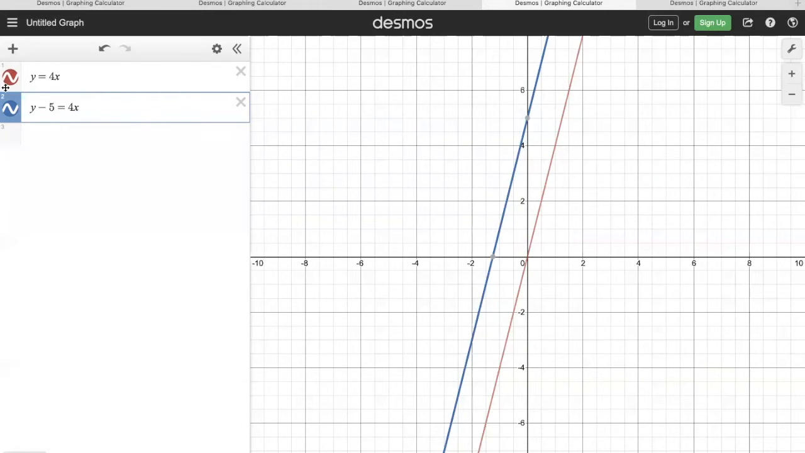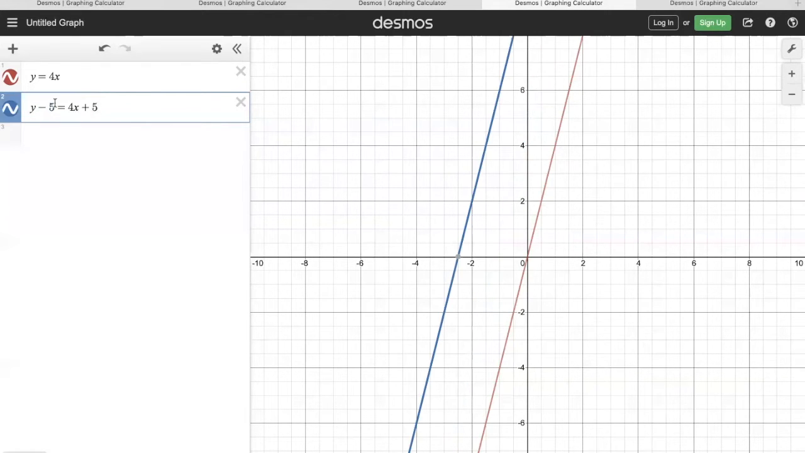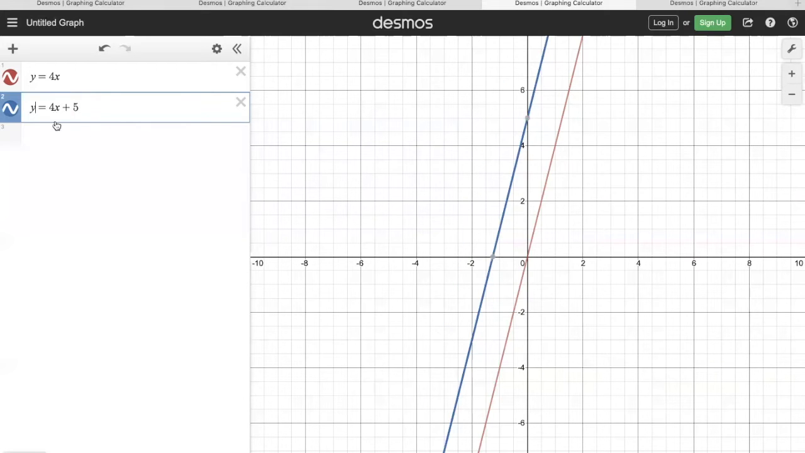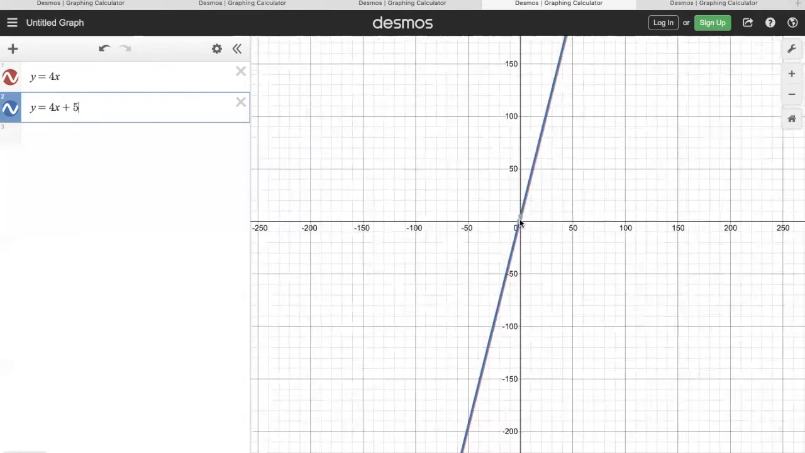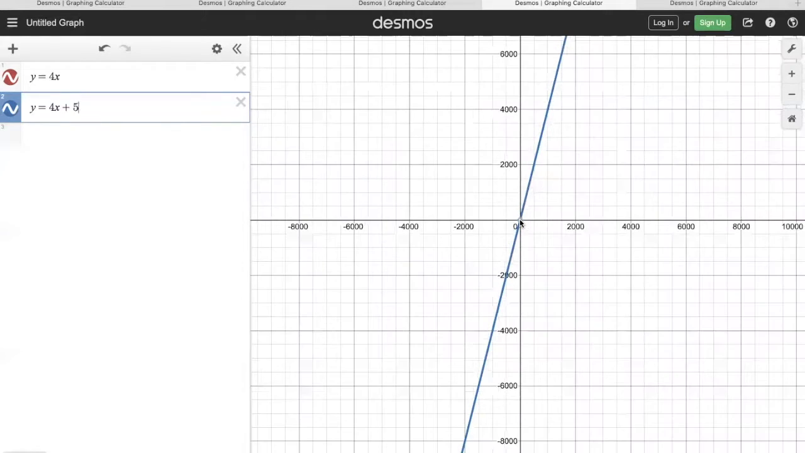However, what makes them different is the y-intercept. In this case, if I were to convert this -5 back over here, we have a y-intercept of 5 in the second equation, but a y-intercept of 0 in the first equation. And that's what makes these different. That is why there's no solution. It's because the lines are parallel and they will never touch, even though it looks like it visually here because they're so close together.